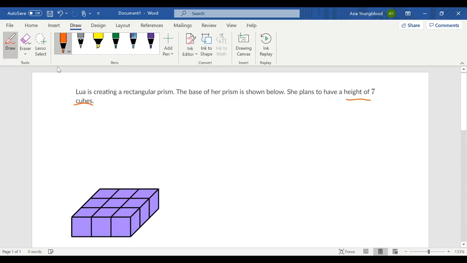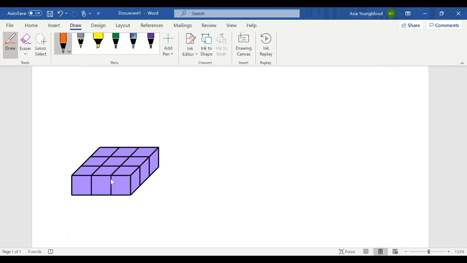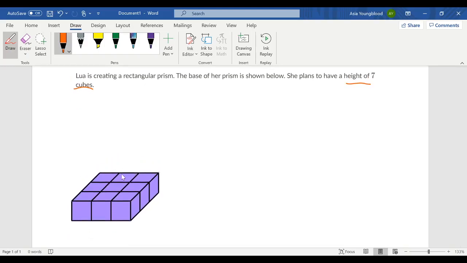But first, let's try to find the area of the space. The purpose of this task is to get you to see how area and volume are directly related. If we find the area of this space, all we want to do is count how many squares we have down here. So we have 3, 6, 9. We have a 3 by 3 rectangle, or a square. So there are 9 squares here.